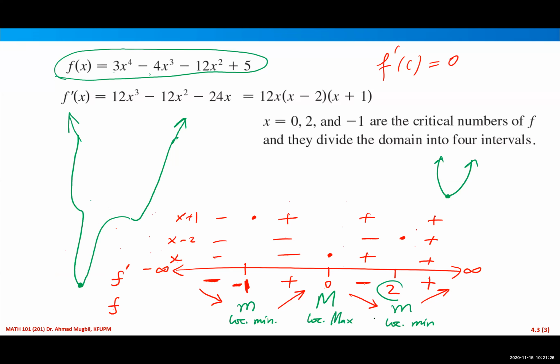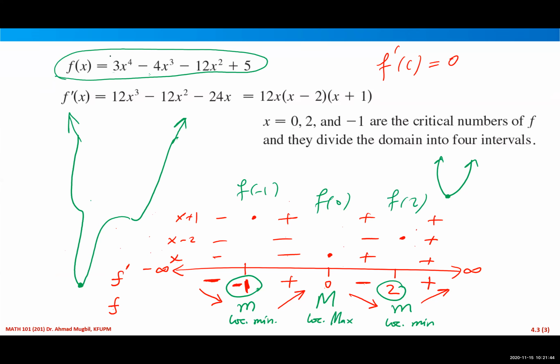It will be at 2 or at what? We have two local minimums. These are nominated to be absolute. So it could be at -1 or 2. Now we will see that when you need to find the value of the function. What is the value of the function at -1? What is the value of the function at 2? And what is the value of the function at 0?